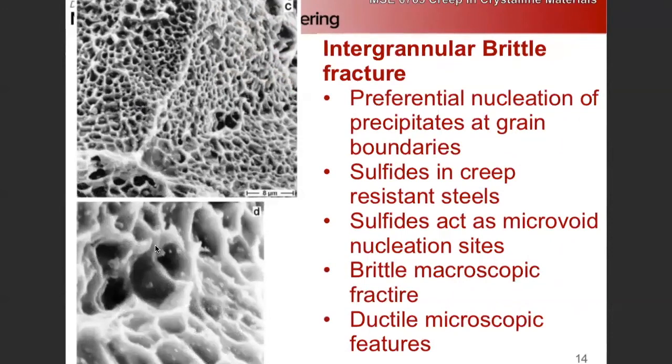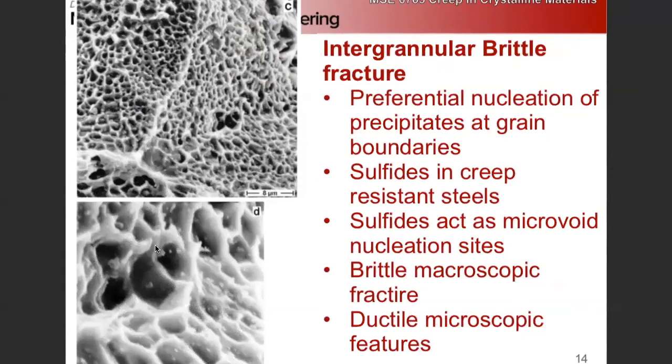So you can also have intergranular failure that appears to be brittle. Macroscopically brittle failure, but when you put it under the SEM, it looks ductile. This clearly looks like what we saw with ductile failure. Here's the grain boundaries. These are other triple lines. These are grain boundary facets. So what the heck is going on here?